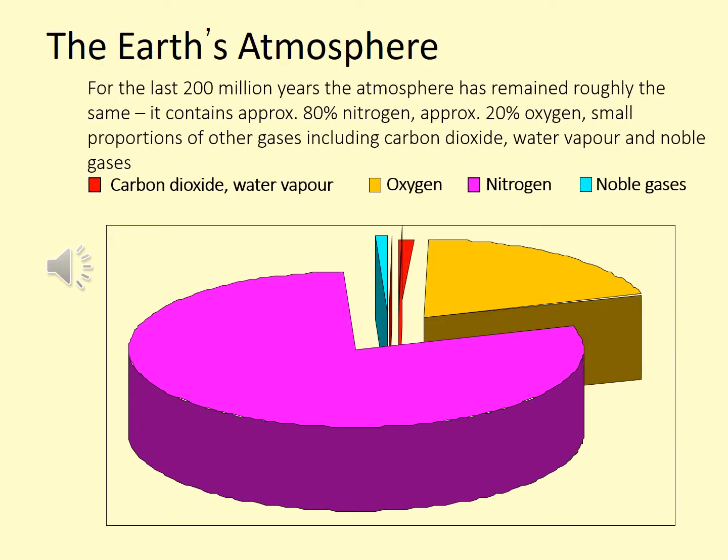This slide shows the current Earth's atmosphere. This has been the same for around the last 2 million years. For the exam, you will need to learn the percentages of nitrogen and oxygen in the current atmosphere. You will also need to be aware of what the remaining percentage is made up of.